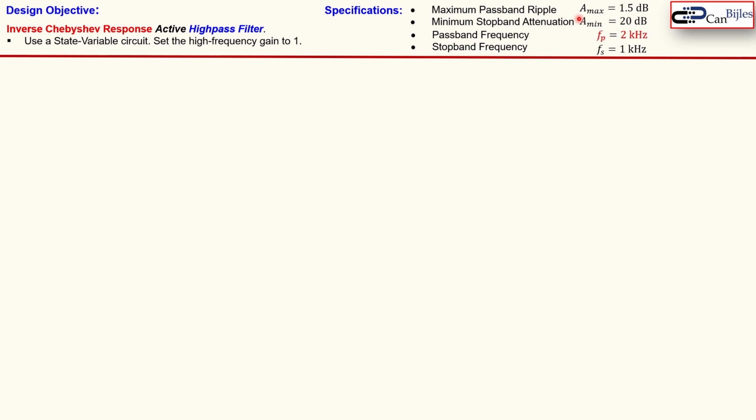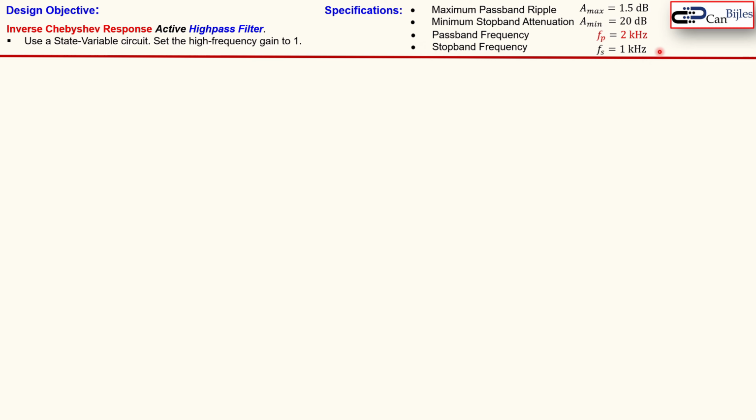Maximum passband ripple must be 1.5 dB. The minimum stop band attenuation, A minimum, is 20 dB. The passband frequency is 2 kHz and we have a stop band frequency of 1 kHz. Now briefly about these specifications, of course we have seen this before in the Butterworth, Chebyshev and the Bessel response designs. So let's go briefly through these specifications.